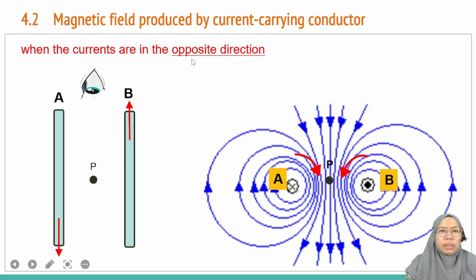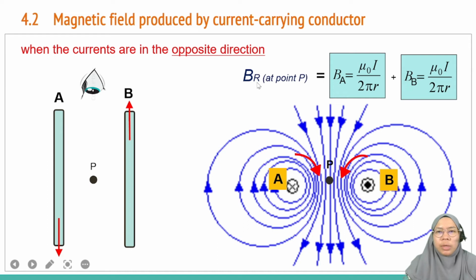Okay, when the currents are in the opposite direction, one going down, another one going up, when they come at point P, the directions are the same. Okay, direction is the same. So to calculate the resultant magnetic field strength at point P, we are going to add BA and BB.